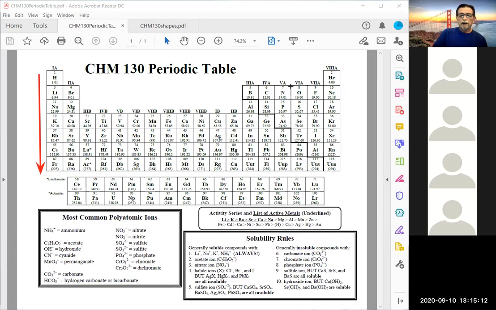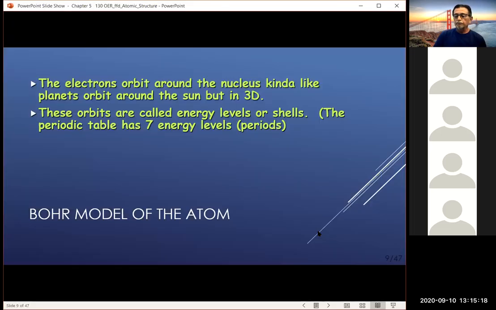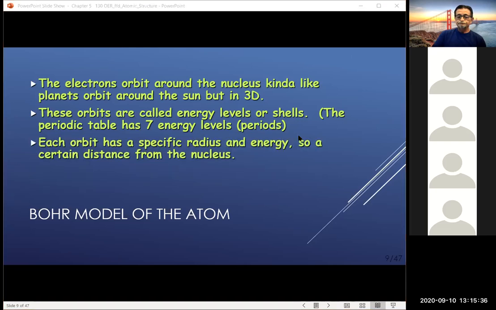In fact, like I did mention before, I will refer to the periodic table quite a bit because it's going to help you when we discuss what we call electron configuration, to describe how the electrons are put together around the nucleus. So 7 energy levels, otherwise called periods on the periodic table.